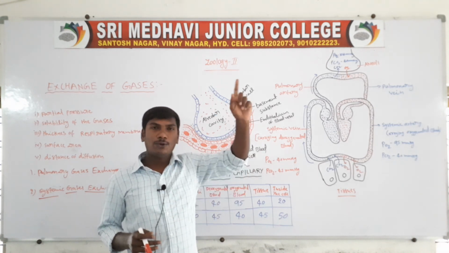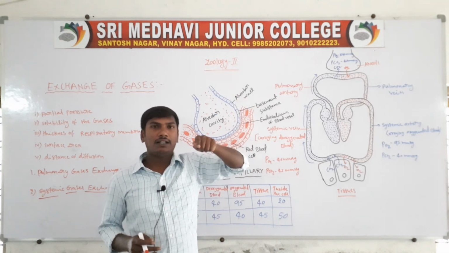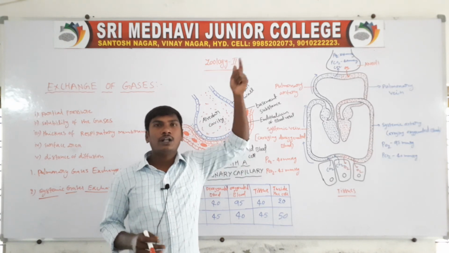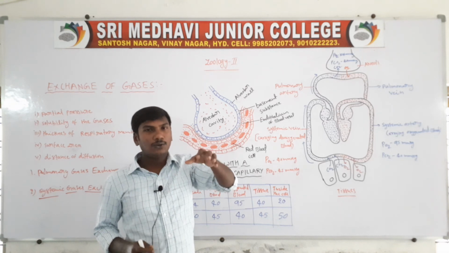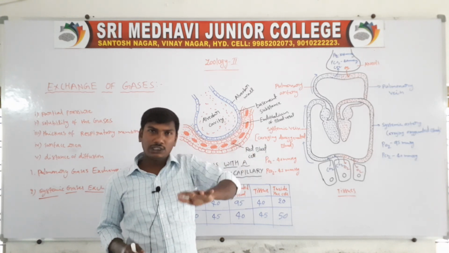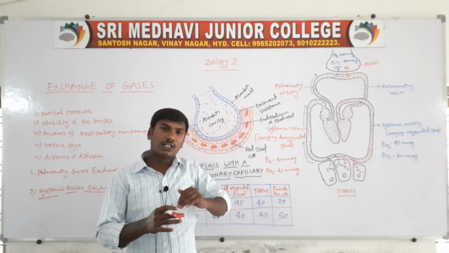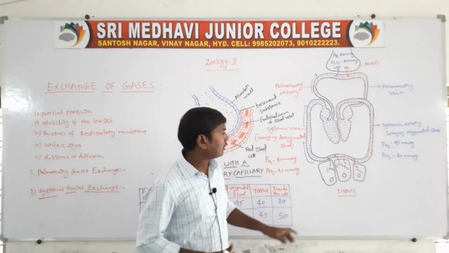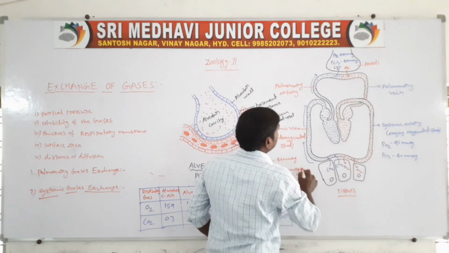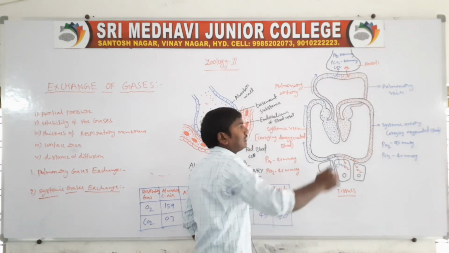Pulmonary means O2 comes from the alveoli to the blood and CO2 goes from the blood to the alveoli. So that is the pulmonary gas exchange. Systemic gas exchange means O2 is transported from the blood to the tissues. Next one, the CO2 is transported from the tissues to the blood. So that is the systemic gas exchange.